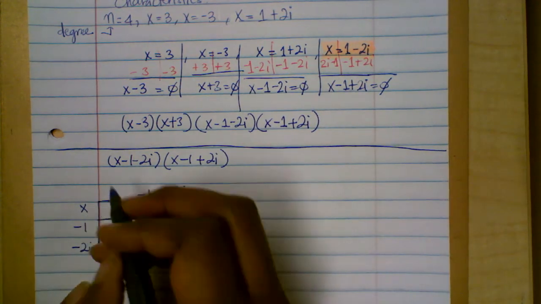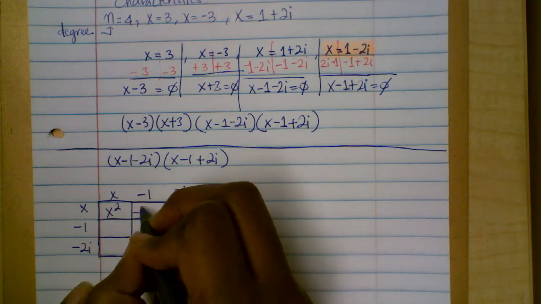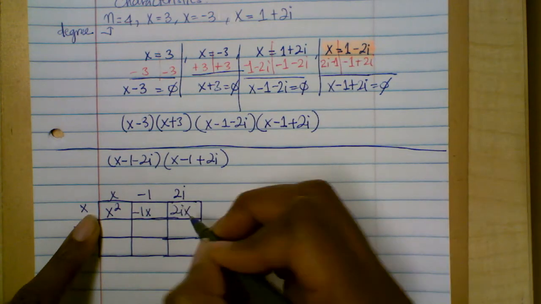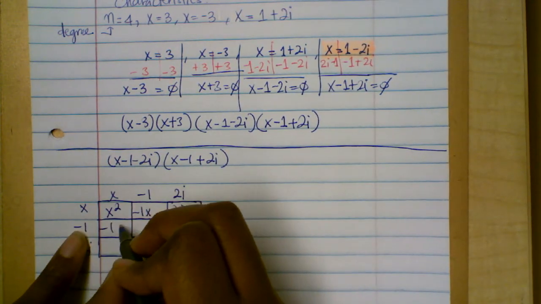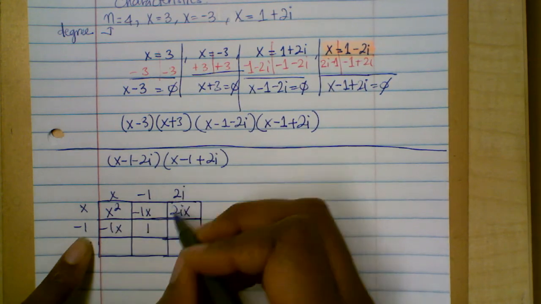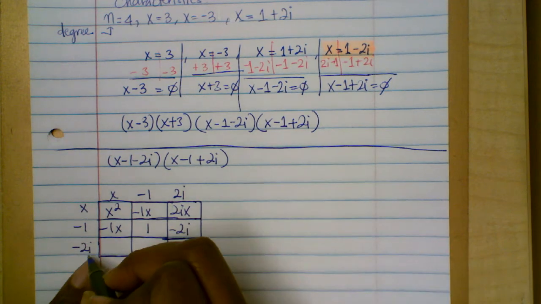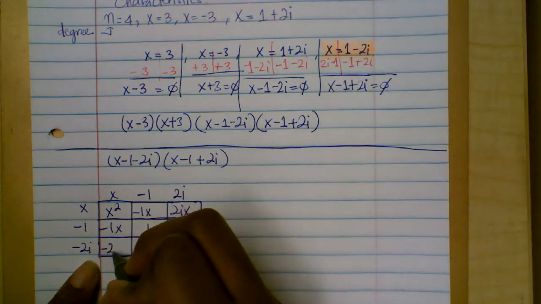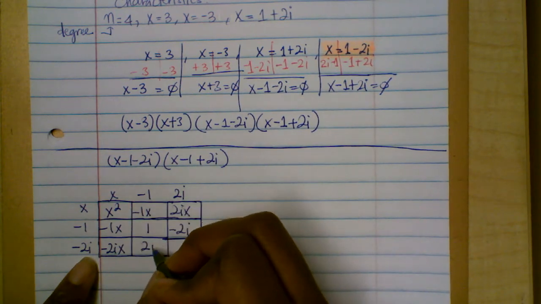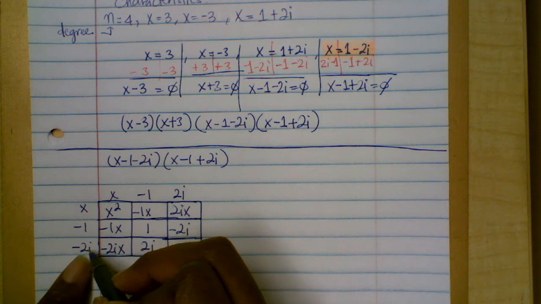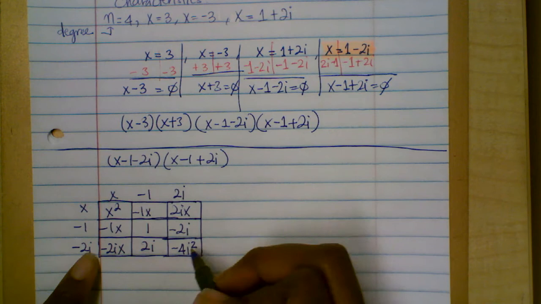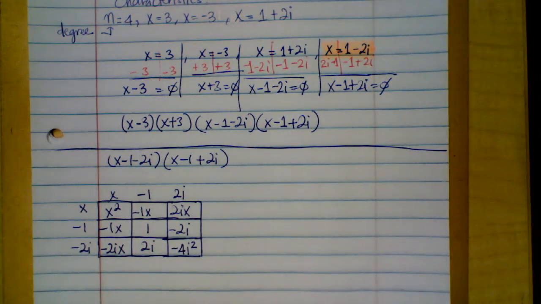So let's multiply. X times x is x squared. X times negative 1 is negative 1x. Okay, and x times 2i is going to be 2ix. And then negative 1 times x is negative 1x. Negative 1 times negative 1 is positive 1. Negative 1 times positive 2i is negative 2i. Negative 2i times x is going to be negative 2ix. Negative 2i times negative 1 is positive 2i. And negative 2i times positive 2i is negative 4i squared. Don't forget the squared on the i, on the imaginary unit.